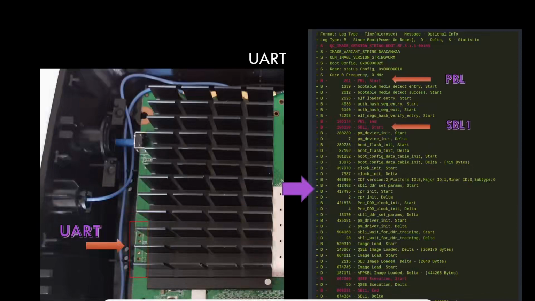And you also see that after PBL ends, there is the start of the SBL1, the secondary bootloader, basically. This is verified by the PBL, or it can be verified by the PBL. And at some point, after the SBL1 has been executed, validated, and performed a few initializations of the hardware, including the DDR, then QSEE is ready to be loaded into memory.